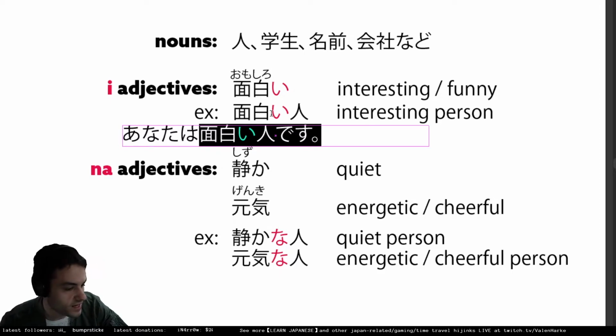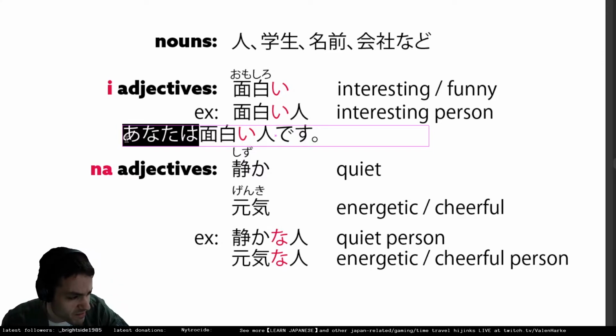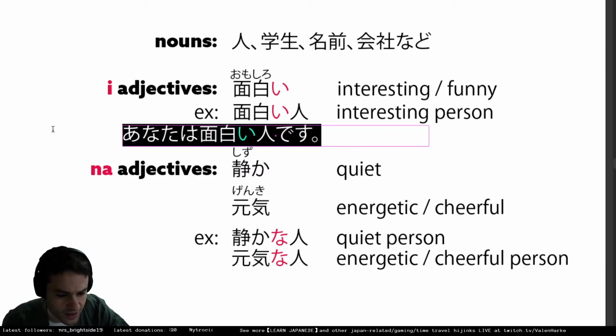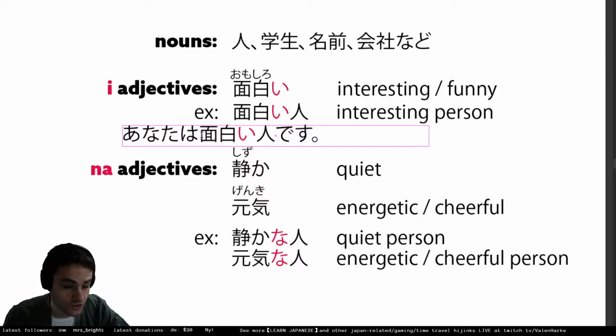Easier. Aaron Libra, I know there's a delay here, so you probably wrote that hopefully before I said it. Aaron Libra says, you are an interesting person. Good job, Aaron, and thank you so much for the compliment. Funny jokes brought to you by Valen Hark. All day, every day, all night. Much obliged.